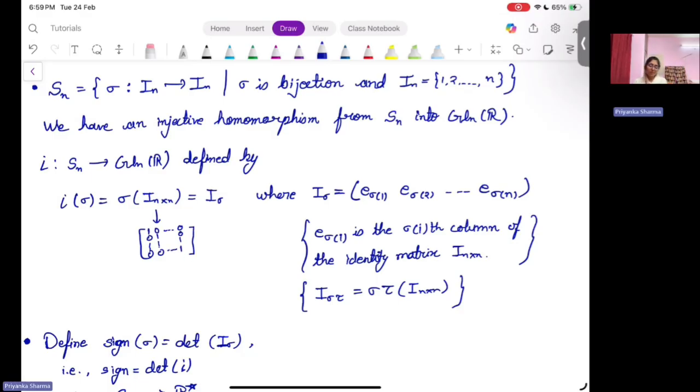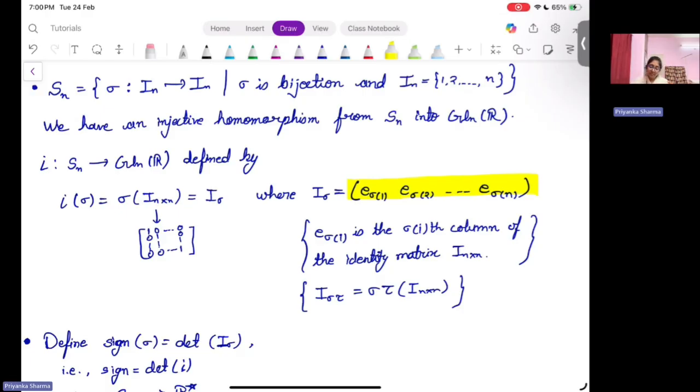Okay. So we consider the columns of the identity matrix of order n. And with the help of these, we define the homomorphism iota. So iota of sigma is sigma of in, which is represented as I sigma. What is I sigma? I sigma is redefined as this form. Like I sigma is defined by mentioning the columns of this matrix, and these columns are redefined.